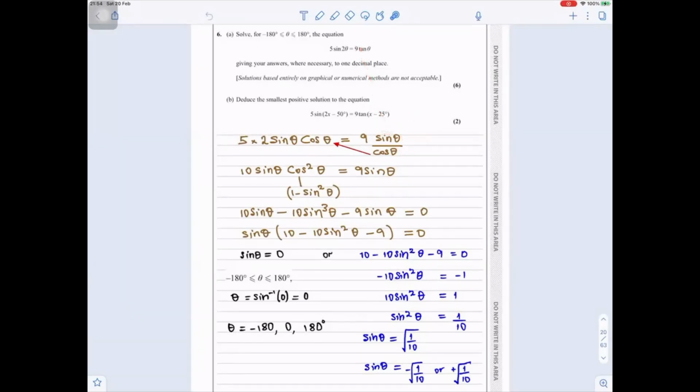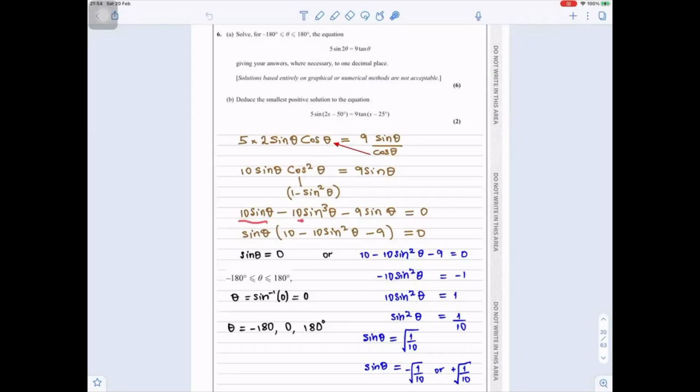You must remember that. Now we can take cos theta to the left hand side, multiply it to the left hand side. So this cos on the right will multiply with the cos on the left, and that will give you cos squared, because there's 2 of them now. So you got 10 sine theta cos squared theta is equal to 9 sine theta. We replace cos squared theta with 1 minus sine squared theta. So when you do that, all the cosine will disappear. You only have things with sine.